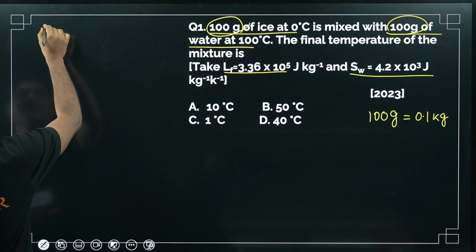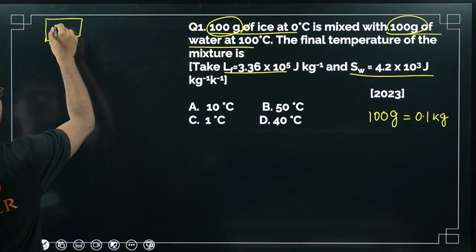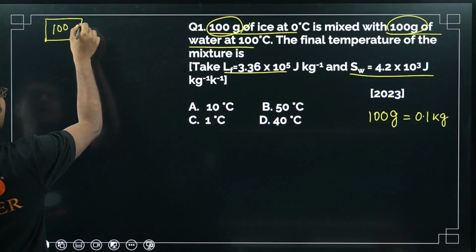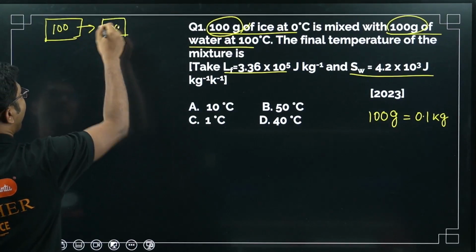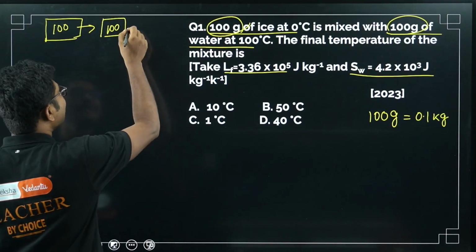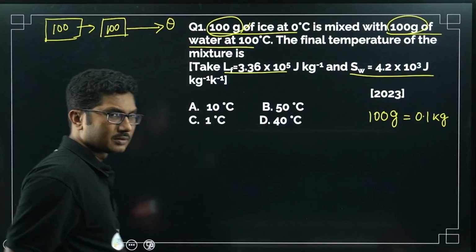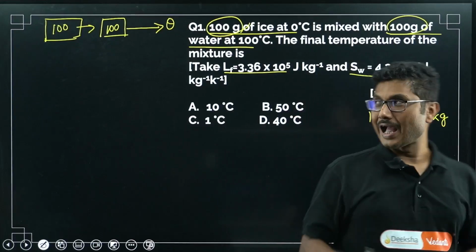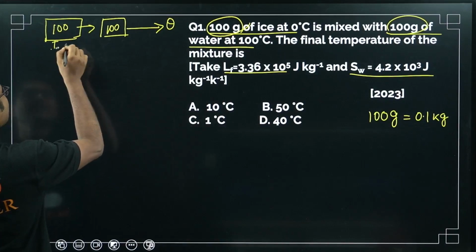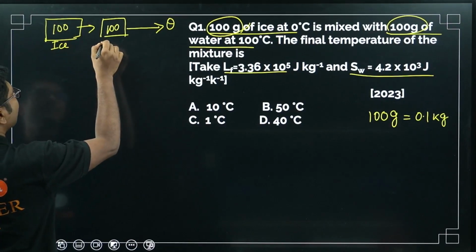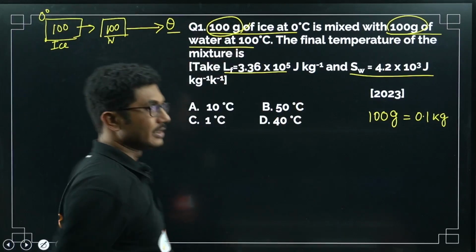Now what is happening in this case? Let's understand that. 100 grams of ice, initially, will convert into 100 grams of water. Then it will reach some temperature, say theta. So this is the process for the ice. This is ice, this is water. It started at 0 degrees Celsius and ended at theta degrees Celsius.